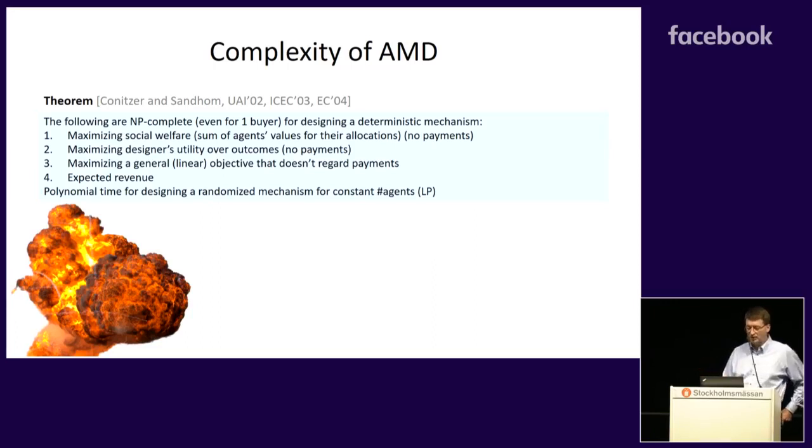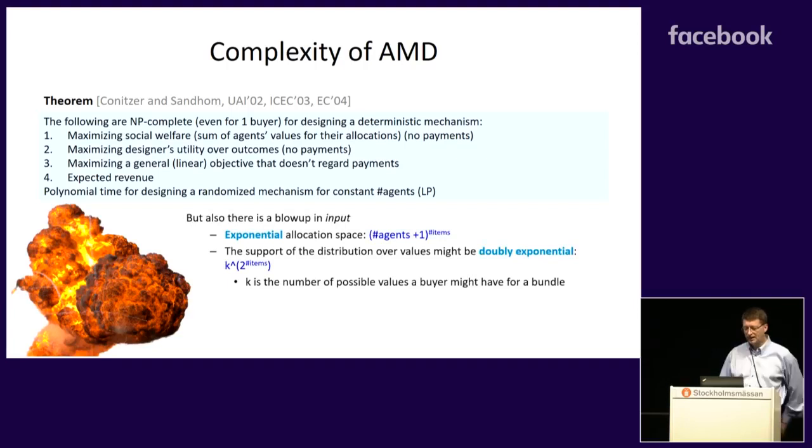Now, these are in polynomial time if you allow designing of randomized mechanisms and you have a constant number of agents. Then it's just a constant size LP and you can solve that with linear programming. All right, so that was for the table-based representation, and it also has a problem with the input. No matter what you actually use as your representation, you're going to have this input problem. So it's not just that the computational complexity is hard in the mechanism design box. It's also that the input is huge.